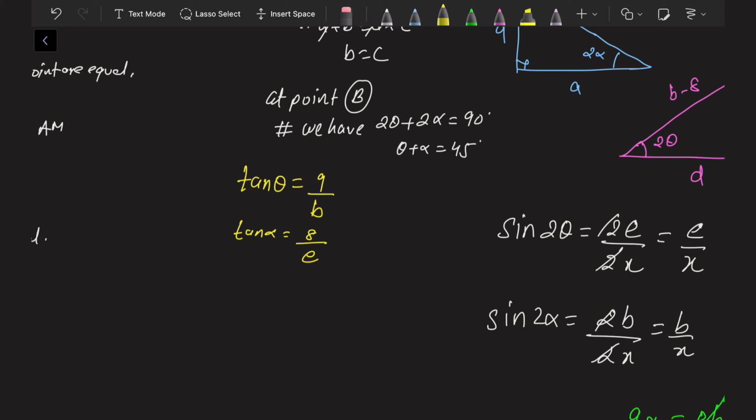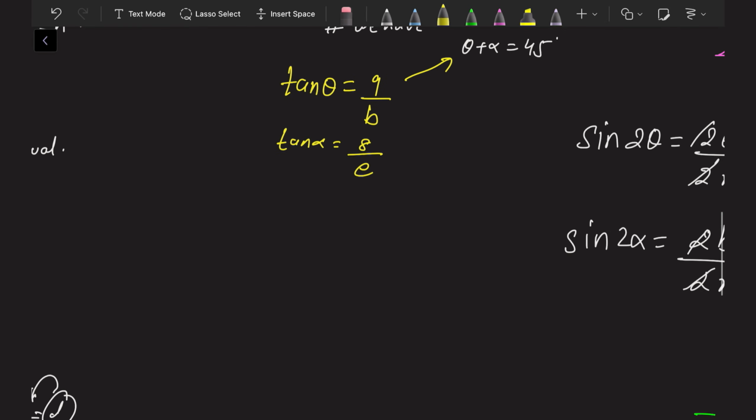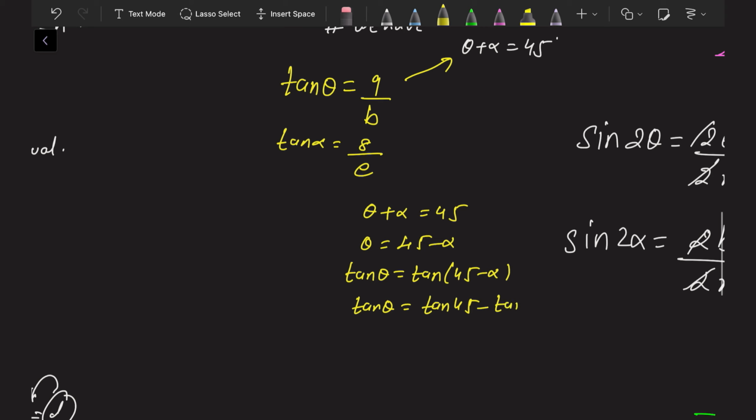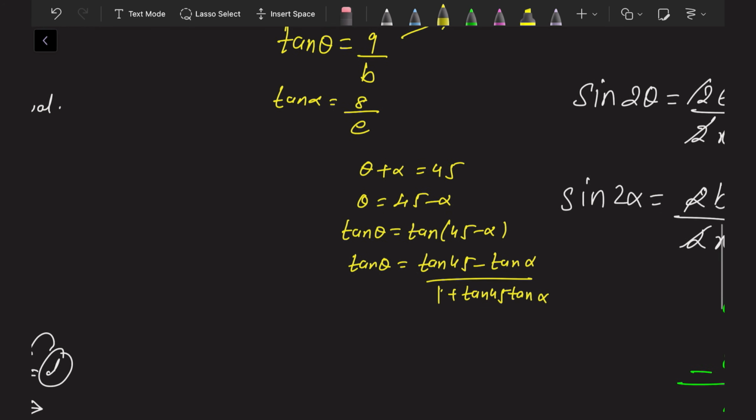As we have written this thing close to this thing, you have just guessed we are going to use this particular relation. We have theta plus alpha equals 45 degrees, hence theta would be 45 minus alpha, hence tan of theta would be equal to tan of 45 minus alpha. This relation is basically the identity: tan 45 minus tan alpha divided by 1 plus tan 45 into tan alpha. So tan theta, what is the value?